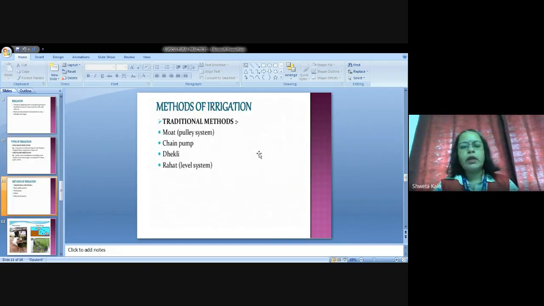Next, what are the methods of irrigation? There are various methods of irrigation. Some are traditional methods and some are modern methods. Traditional methods of irrigation involve the pulley system, just like the well, where we are drawing water from a well. Chain pump: with the help of a pump we can draw water through a tube well or a well. Dhekli system, Rahat system. Now we'll see the diagrams for these systems.